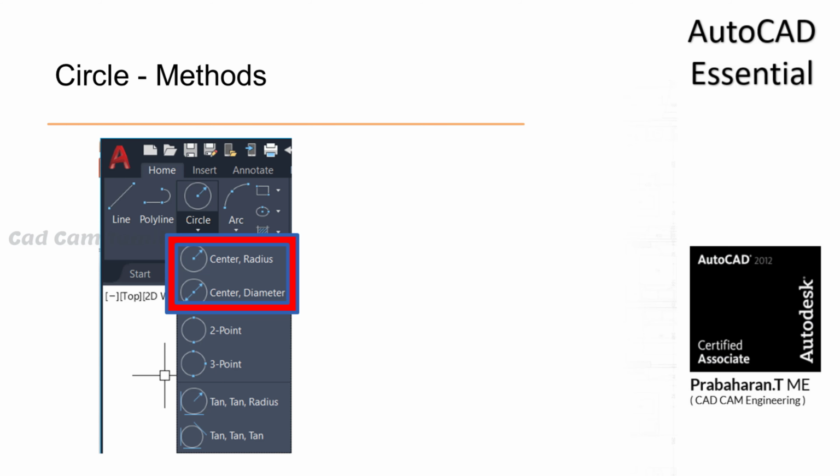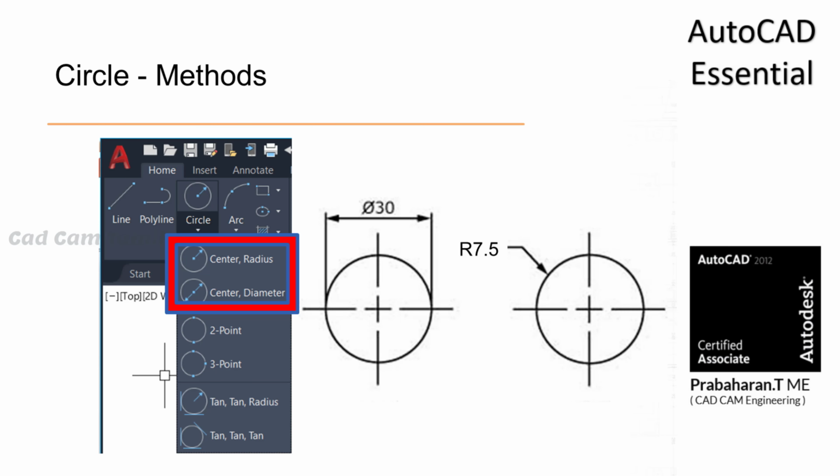Are both the same or different? Imagine we have 2 circles. The first circle has diameter 30, the second circle has radius 7.5. Now, I am going to draw both circles using center point radius. For the first circle the diameter is given, so obviously we know the radius will be 15. Easily we can draw it. For the second circle the radius is directly given as 7.5, so we can draw it.